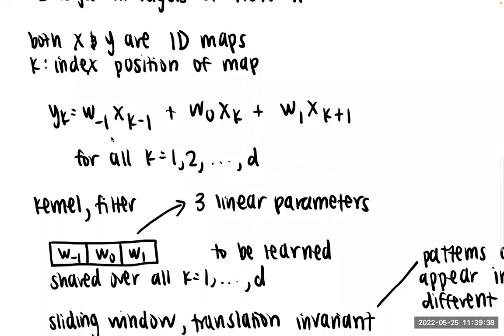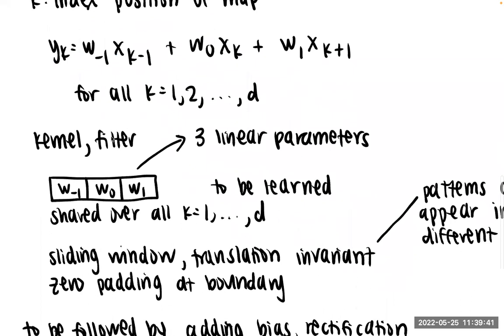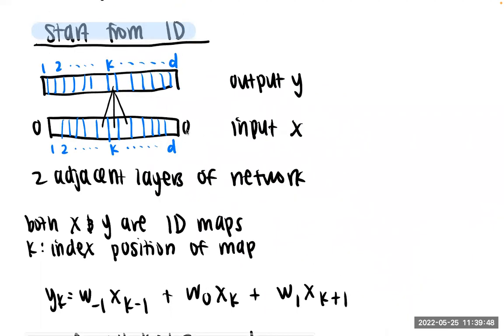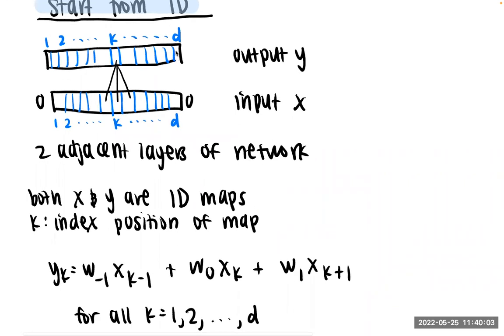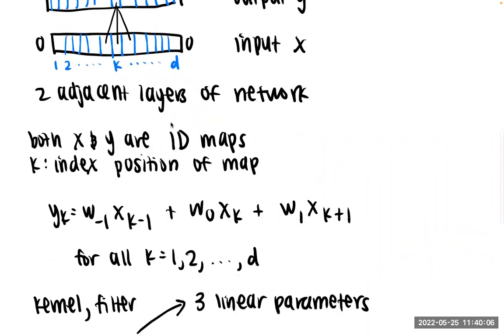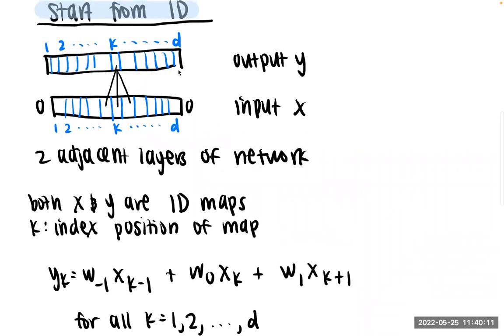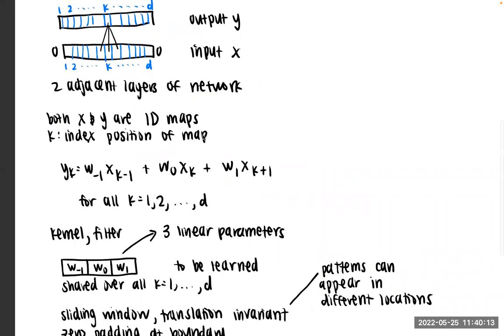There may be an issue at the boundary, so we just zero pad at the boundary. That is, we put a 0 here and a 0 here. If your window is here, you get 0 times w_{-1}, and if you are here, you have 0 times w_1. If your window is here, you compute this value. This way, y_k is defined for all k from 1 to d. So that's the sliding window.